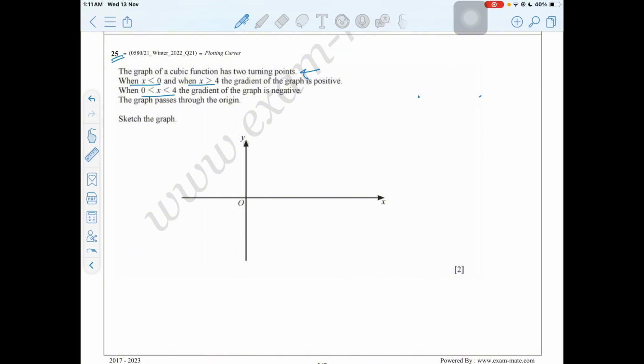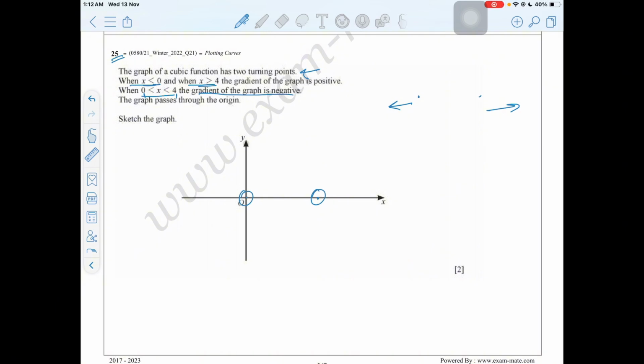When x is less than 0, which means this part, and when x is greater than 4, this part, right? And when it is in between, the gradient of the graph is negative. So we have the gradient of the graph as negative in between these values, otherwise we have positive gradient, right? So this is 0 and let's just suppose this is 4.